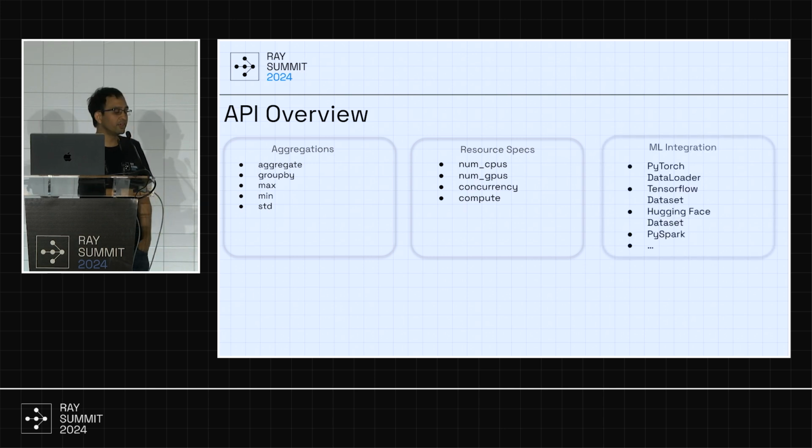And then we have a lot of integrations to the ML ecosystem. For example, we have integrations with PyTorch, we have integrations with TensorFlow. Again, this goes back to what I said in the previous slide. It allows you to seamlessly integrate this pipeline end to end.